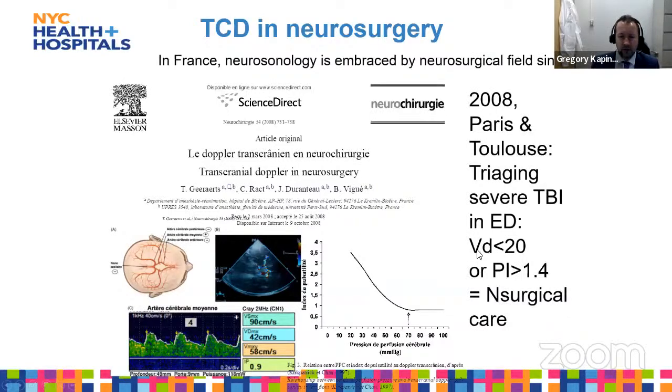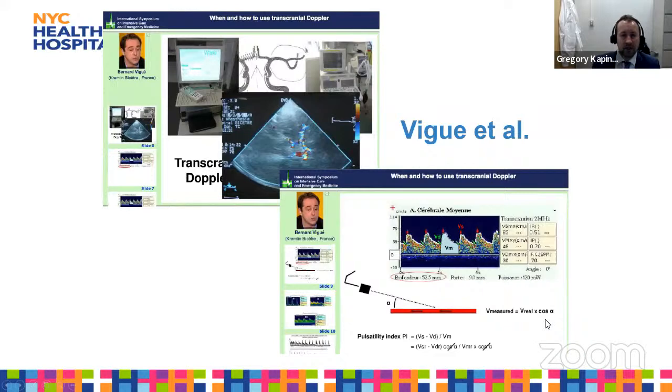So the other term that we use in the American literature is end diastolic velocity. So when the end diastolic velocity was below 20, or the pulsatility index was greater than 1.4, they were saying those severe TBI in the ED definitely were referred to the ICU with neurosurgical care and placement of an ICP monitor. So it was a triaging tool, basically.